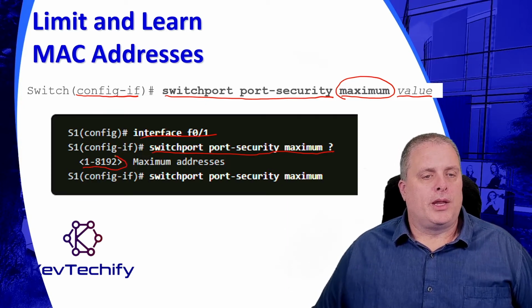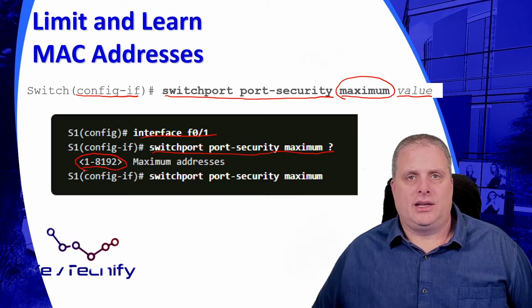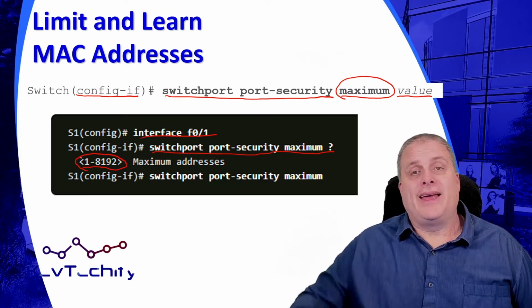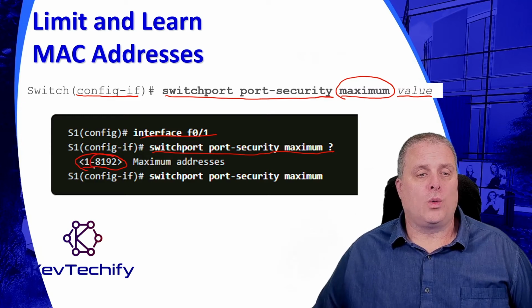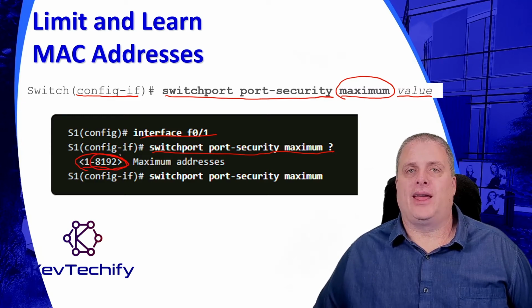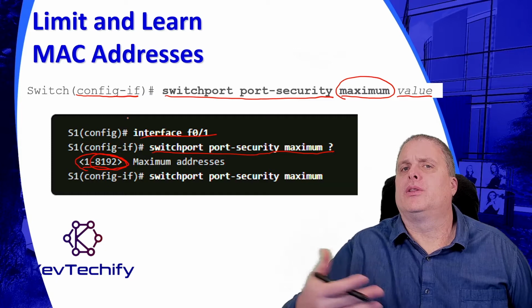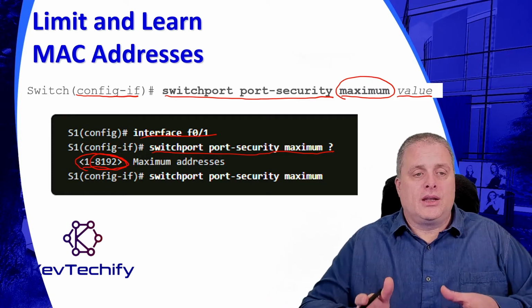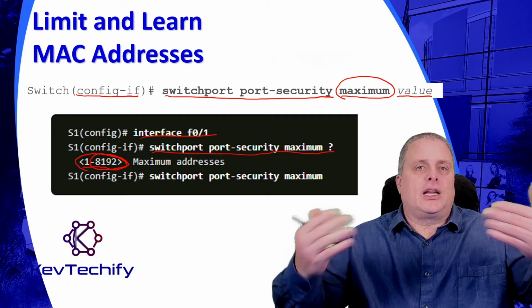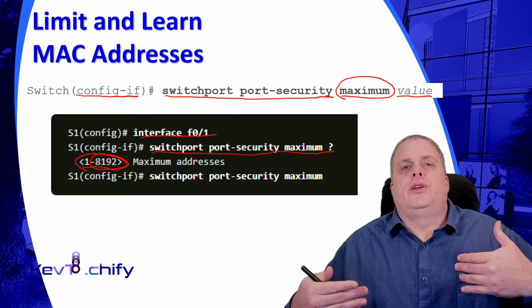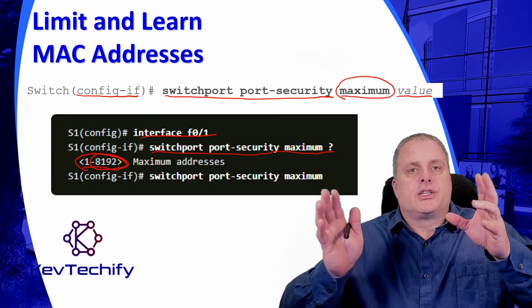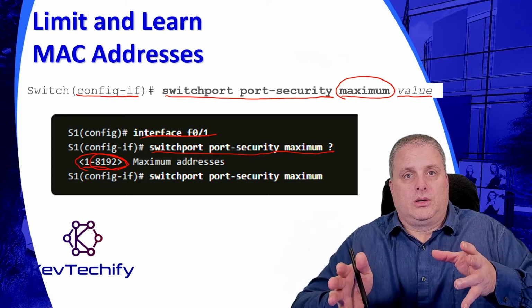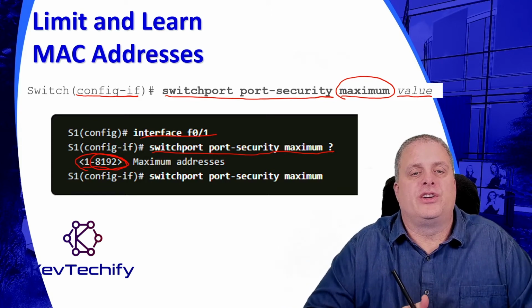Now, depending upon the device and the version of your IOS, that number varies. In this example, you can have up to 8,192 allowed MAC addresses on a port. That's probably a little too much, but once again, 8,000 is a lot shorter than the 132,000 MAC addresses a switch can learn, one of the Cisco 6500 series switches.